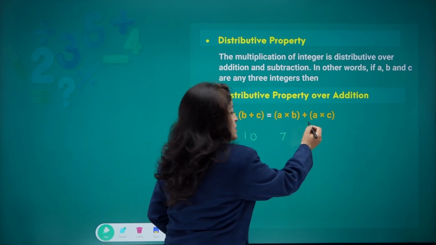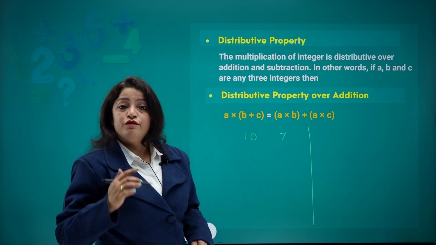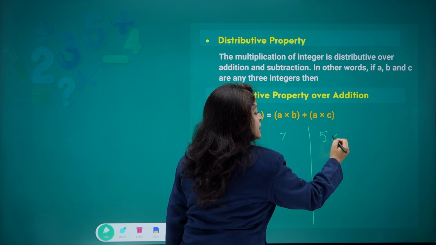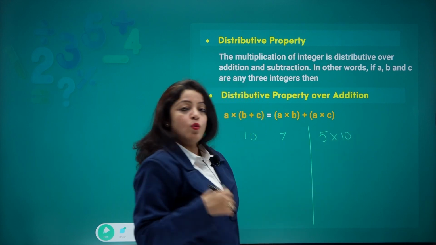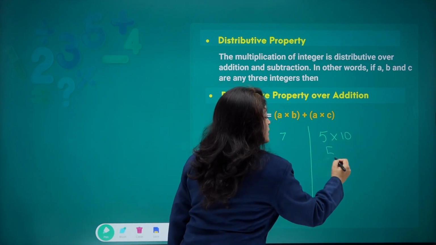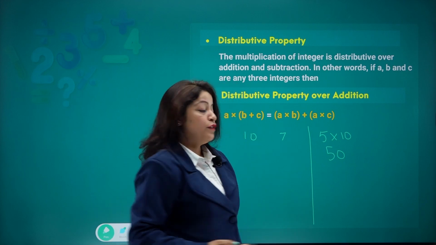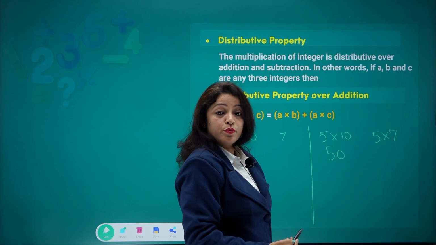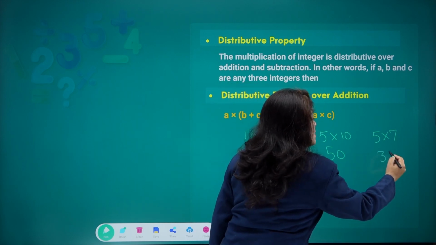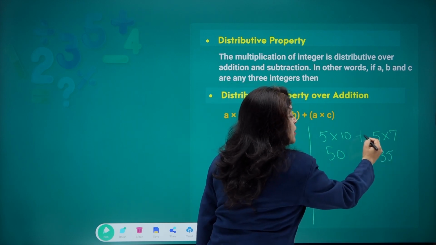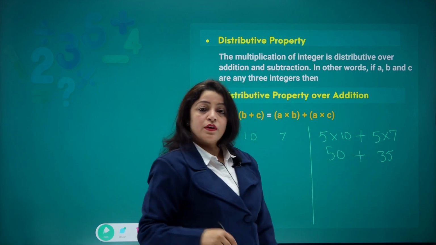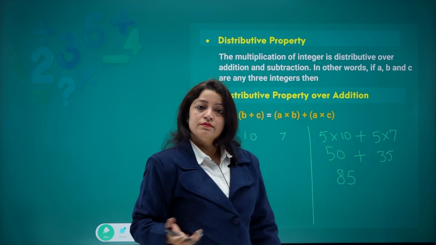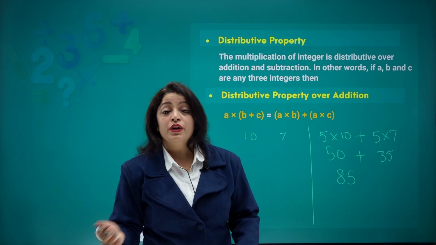Simply you will do, since there are 5 chocolates of 10 rupees, 5 chocolates of 10 rupees will cost rupees 50. Similarly, 5 chocolates of 7 rupees will cost rupees 35. Now, what is the total amount that you will give to the shopkeeper? The total amount given will be 85 rupees. Correct?